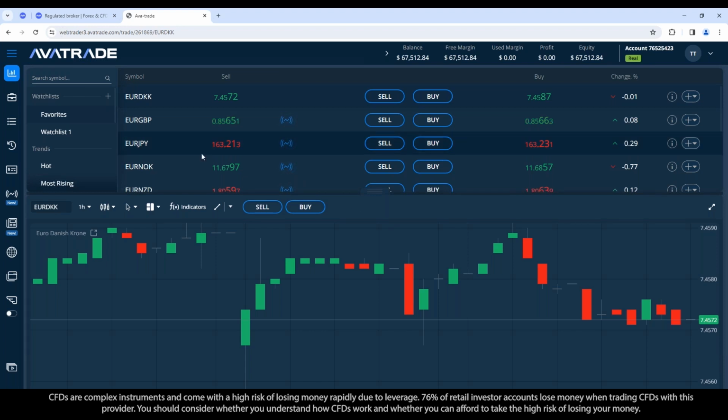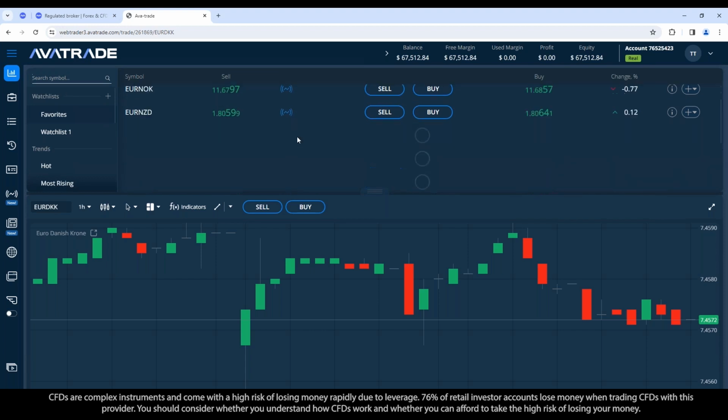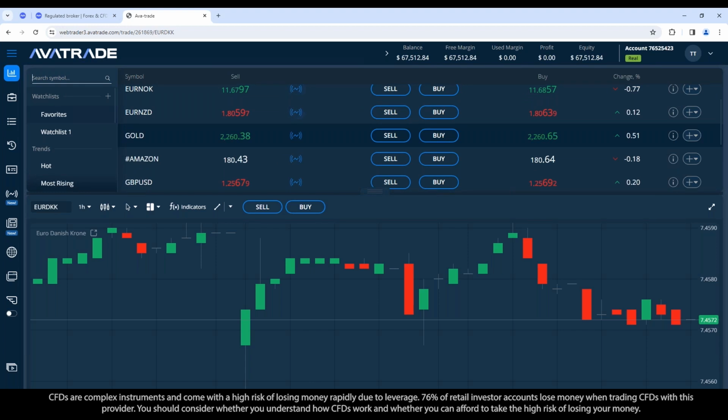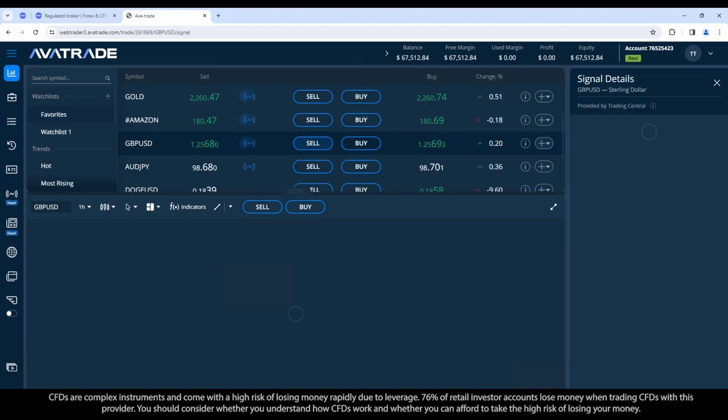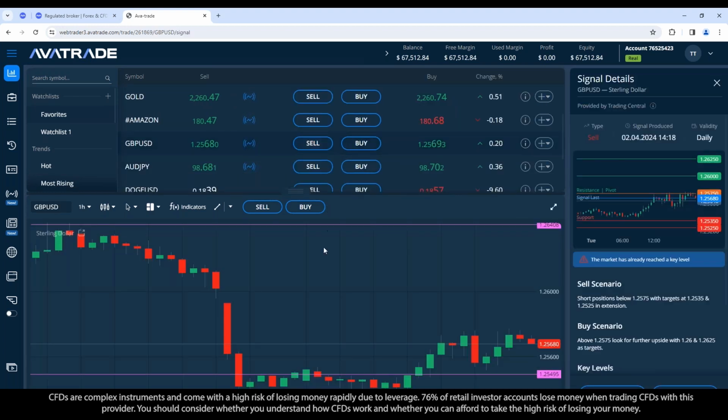So let's see if there are some opportunistic entry points, maybe on some USD pairings, what the signals are saying, and maybe is there a bounce that happened yet on something like gold or the major indices, and we'll see where everything rests. So we could take a look, maybe GBP USD, and see what's happening there. We see the sell scenario. It's a sell signal, and it says the market already reached a key level.